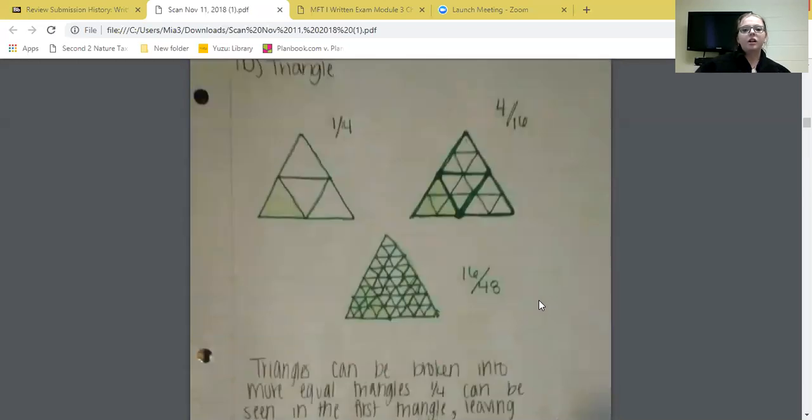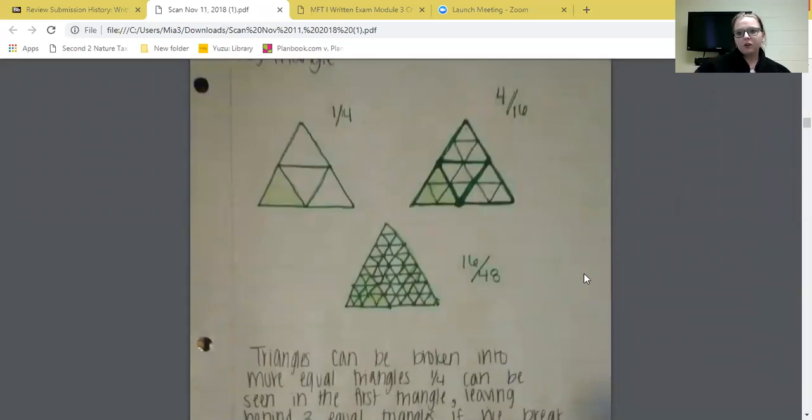Next, we're going to be talking about triangles. With the triangle, you can only break triangles down really into other triangles, especially with this type of triangle. So we have 4 triangles and 1 single triangle, and we can shade that in, giving 1/4.